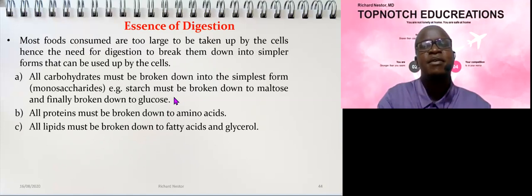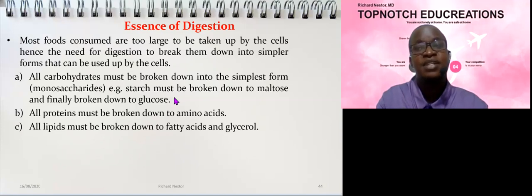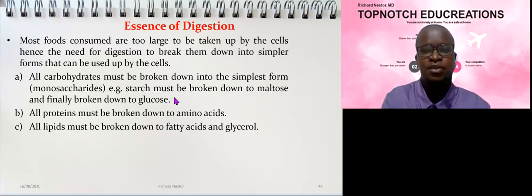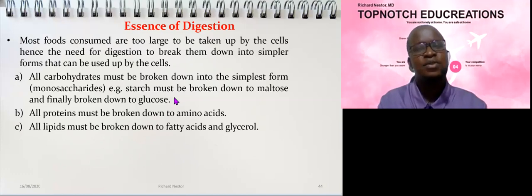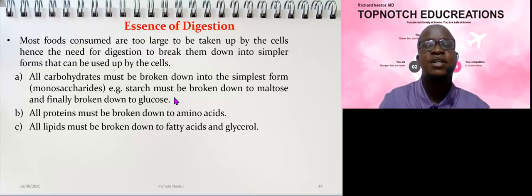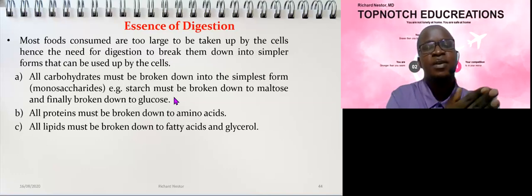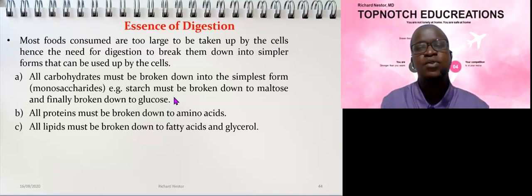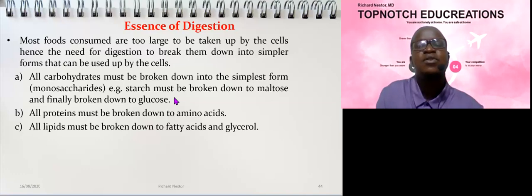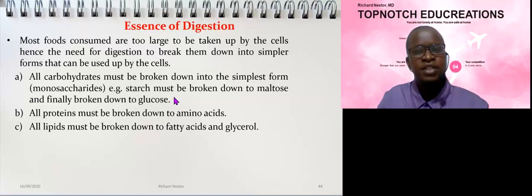But for the disaccharides, they have to be digested. They have to be broken down to monosaccharides. So for example, lactose must be broken down to galactose and glucose. Sucrose has to be broken down to fructose and glucose. If it is maltose, which is the other disaccharide, it also has to be broken down to glucose. So all carbohydrates must always be broken down into the simplest form, the monosaccharides, which can be taken in by the body cells. All proteins must also be broken down to amino acids.